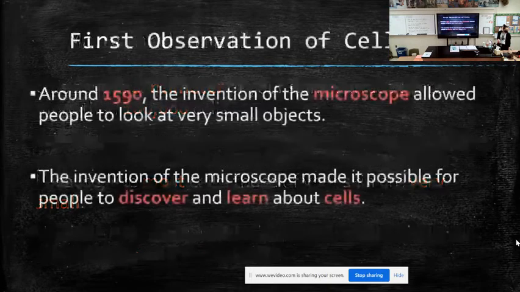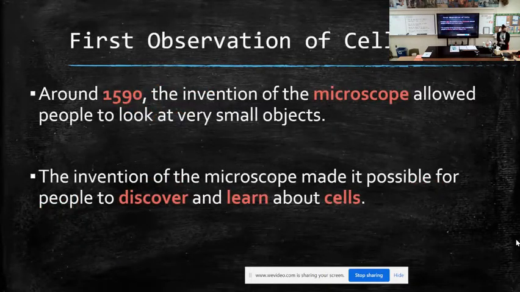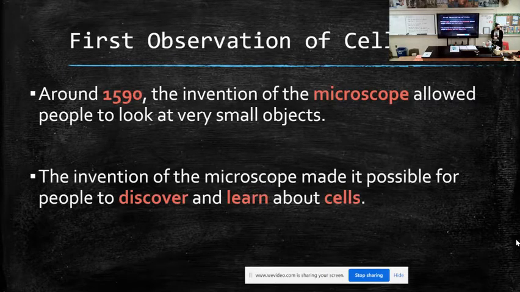Okay, so around 1590, the microscope was invented, which allowed people to look at very small objects. It was like a magnifying glass, but even bigger. It was able to take a small object and make it bigger. You could see more details and different things like that as well. And through this, the invention of the microscope made it possible for people to discover and learn about cells. They could finally see that a large object was actually made up of those smaller cells and individual pieces.